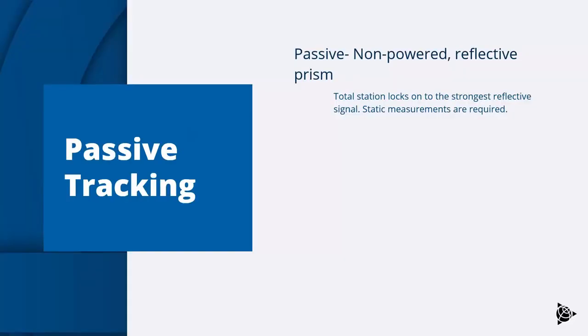Passive tracking. Passive tracking uses a non-powered reflective prism or tape or material. The total station locks on to the strongest reflective signal and a static measurement is required.